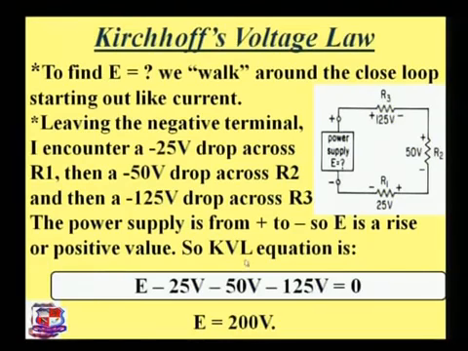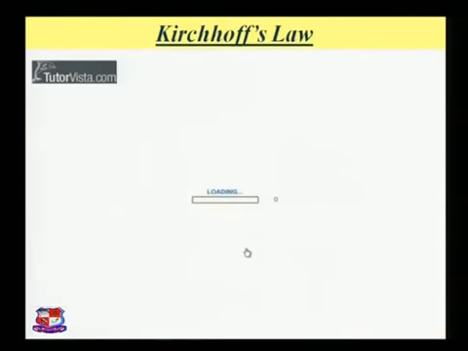According to the equation of KVL, we can say that E minus 25 minus 50 volts minus 125 equals 0. This is sigma delta V equals 0. Through that equation we can find E equals 200 volts. Let's go through one example.